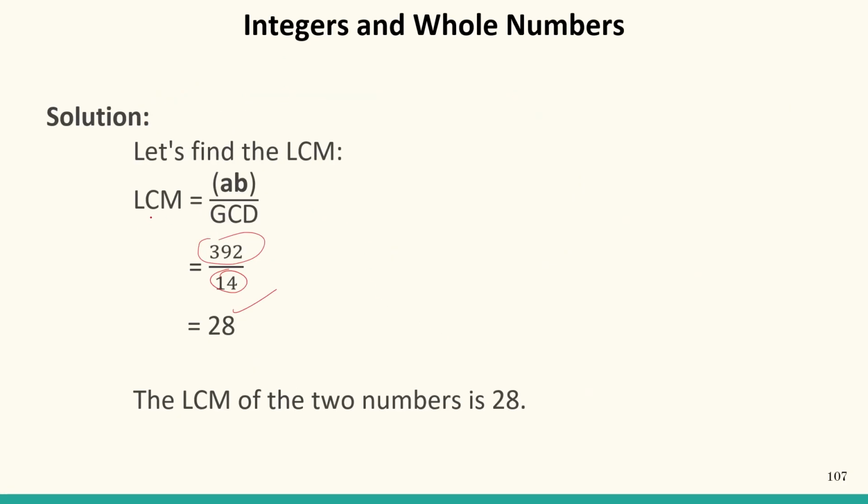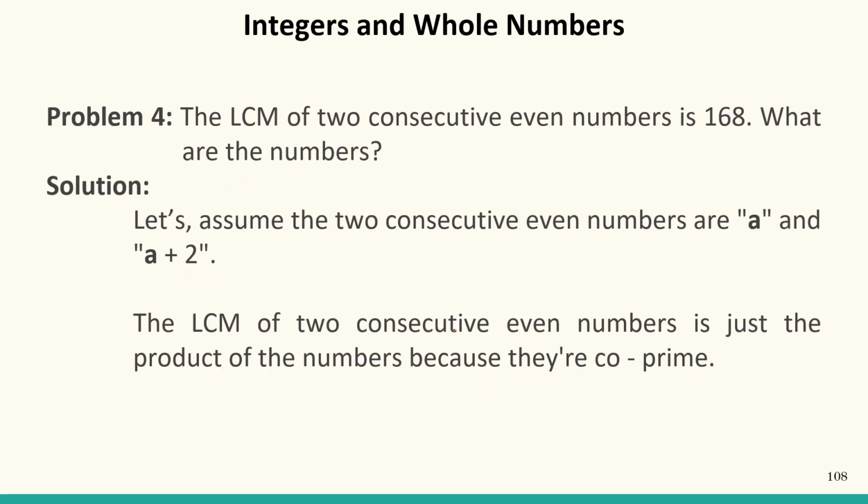So how to evaluate LCM? LCM is equal to what? AB, that is the product of the two numbers, by their GCD. So 392 by 14 is equal to 28. So LCM of the two numbers will be 28. So let's go forward with problem number 4.